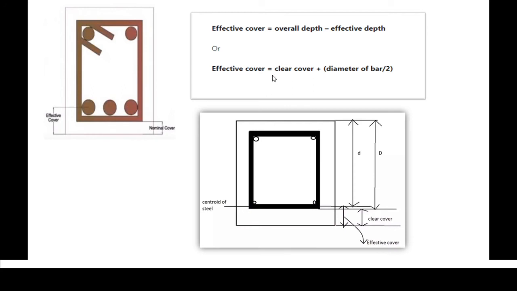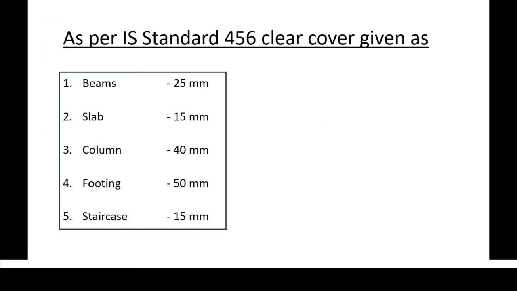Or else effective cover we can obtain as equal to clear cover plus half the diameter of the reinforcing bar, means this distance. Basically here we will understand clearly in this figure. As per IS standard 456, clear cover is given as: for beam, as we have seen in the previous slide, 25 mm; slab, 15 mm; column, 40 mm; footing, minimum 50 mm; staircase, 15 mm.